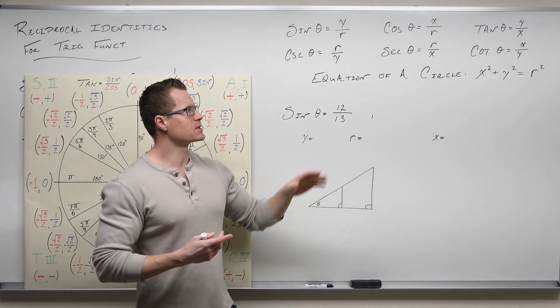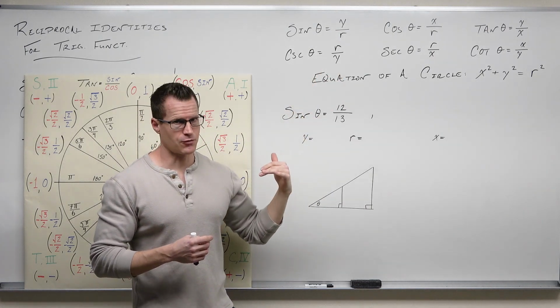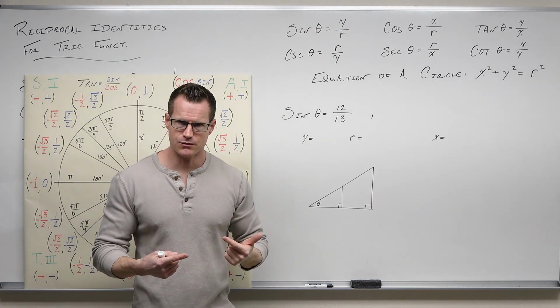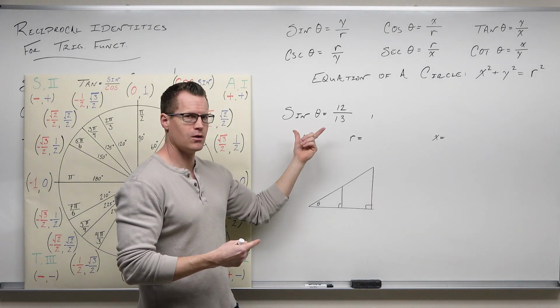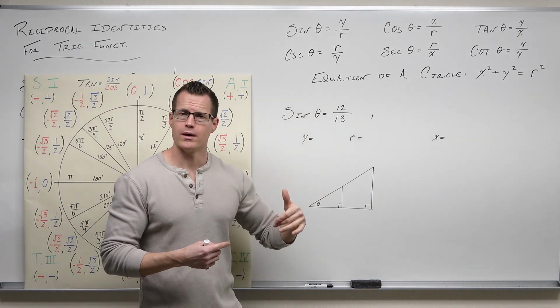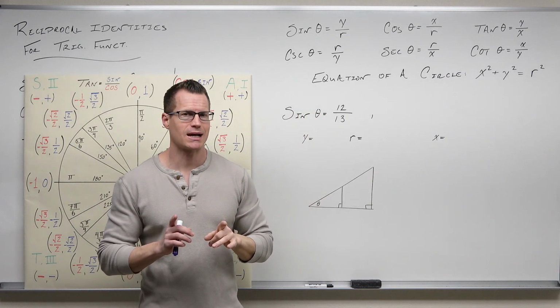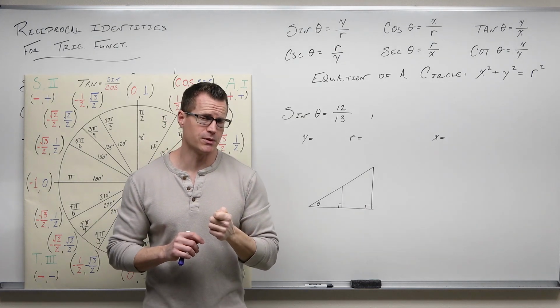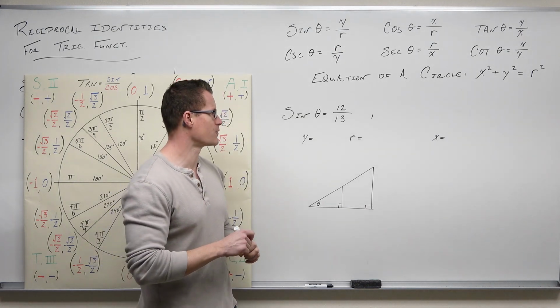Yeah, you would, because notice cosine and tangent, and therefore secant and cotangent, they need an x value. And so if you have sine, there's no way to figure out cosine and tangent without doing a little bit of extra work. I'm going to show you exactly how that works and why we're able to do it.